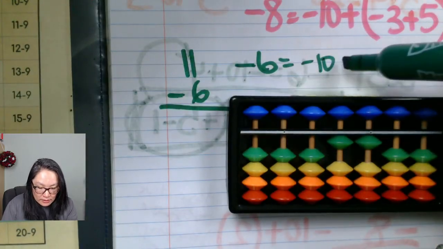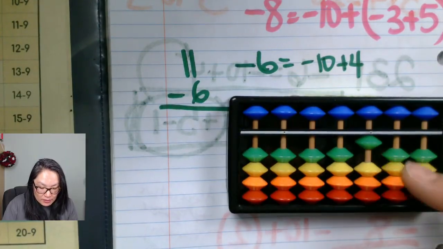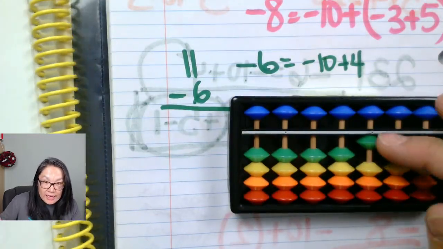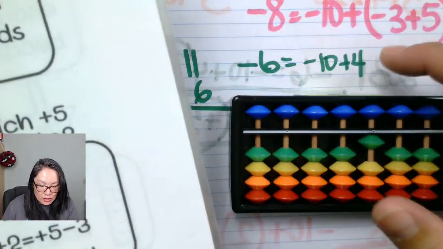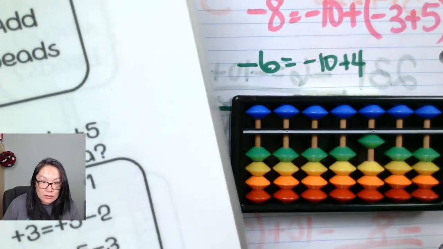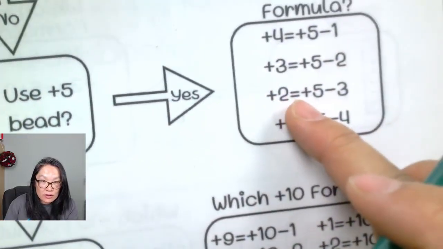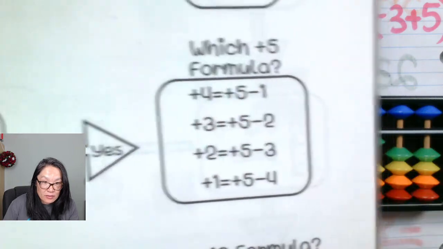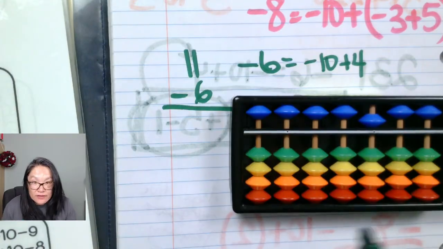Thank you, Char. Yeah. Minus the 10 plus the 4. Uh-oh. Can I add the 4? Is there enough beads to add the 4? No. What do I do? Can I use the 5? Yes. Plus the 5 minus the 1. Final answer is 5.